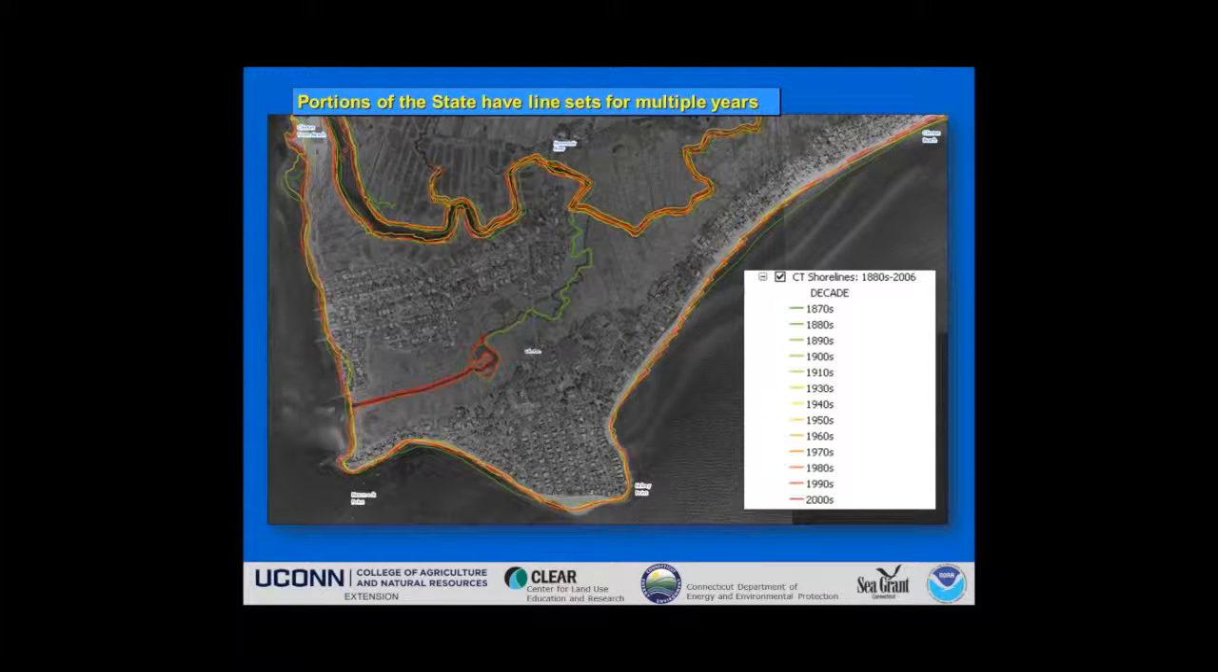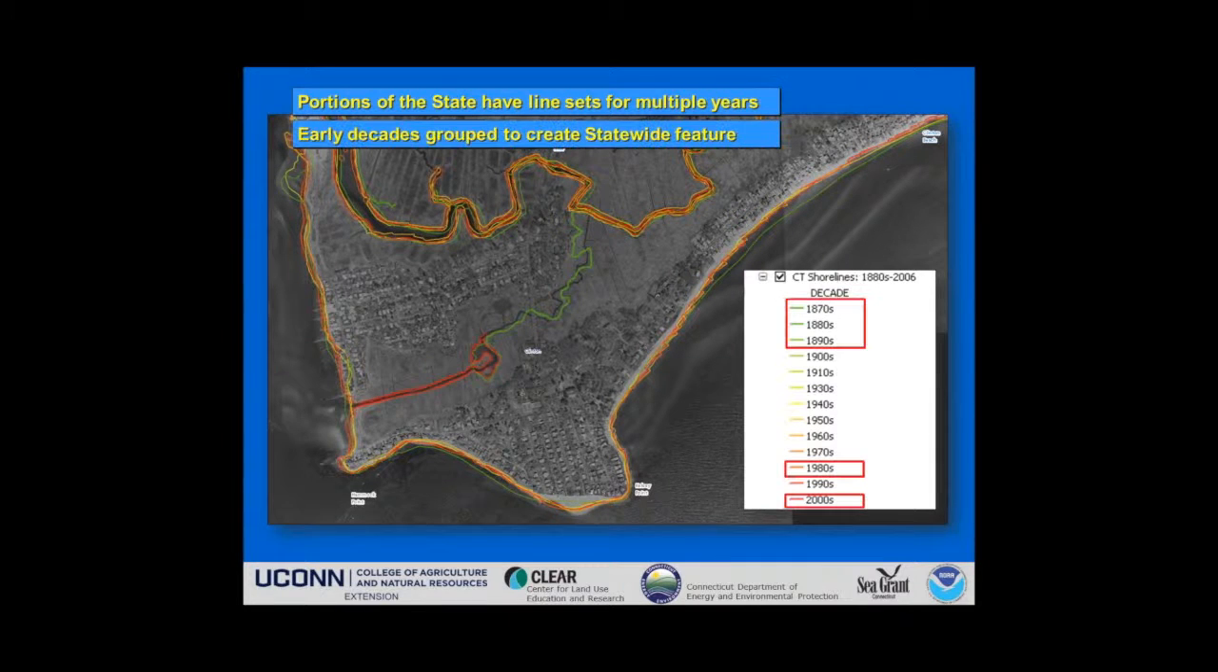And we have these digital line sets for multiple years in Connecticut. Portions of the state have more than just the 1880s and some of the other intermediate years. But for statewide, we have basically the 1870s and 1890s grouped as one time frame, and we have another statewide data set from the 1980s and another one from 2006. So those are the three statewide data sets we have, but we do have information in some parts of the state that intersect other years. And Kevin will go into detail a little bit on how that can be used in the analysis.